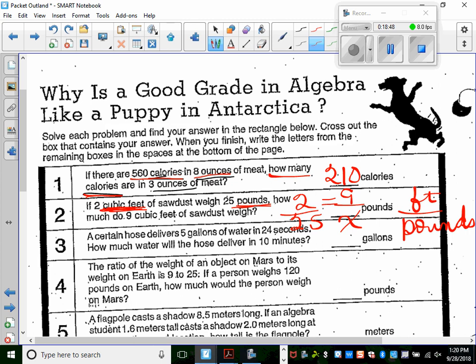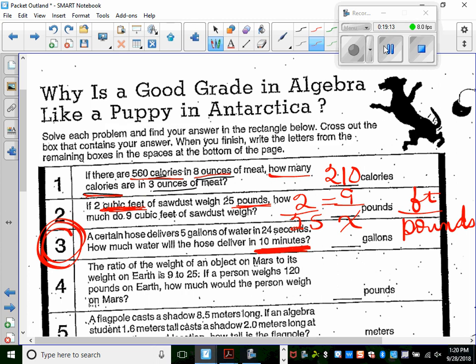The only thing I want to say about number 3 is that one is in seconds and one is in minutes. So you probably need to change these 10 minutes to seconds, because you can't multiply seconds and minutes together. Just make sure you multiply that by 60 so you'll have the correct number of seconds.